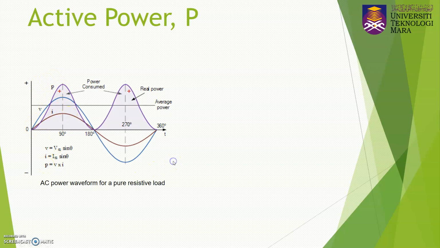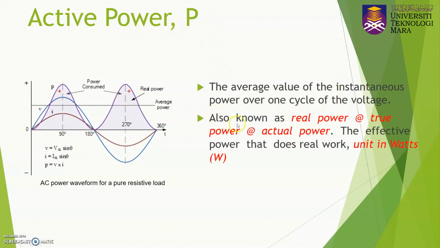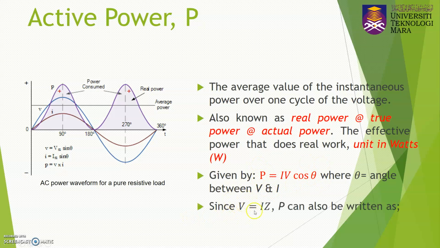The average value of the instantaneous power over one cycle of the voltage is considered as the active power. The active power is also known as real power, or we can also call it true power or actual power. The active power is actually the effective power that does the real work. The unit of the active power is watts. It is given by P equal to IV cos theta, where theta is the angle between V and I. Since V will be equal to Iz, you substitute V with Iz. So I multiplied with Iz, and you get P equal to I squared Z cos theta. This is for the active power.